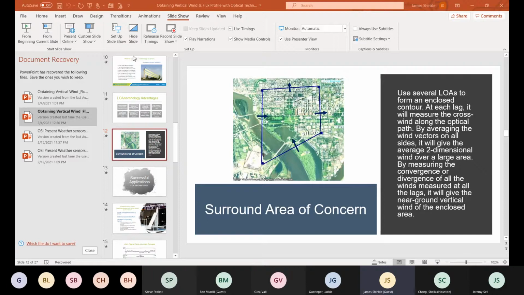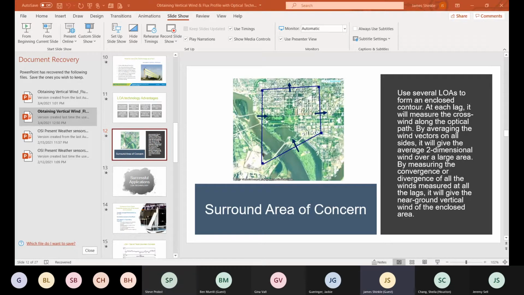Now, if you just want to put a barrier between one plant and another to figure out, hey, we think that the pollution's coming from that area, you can always just set up a single anemometer, or a single LOA, and know what the average wind over that large space is.